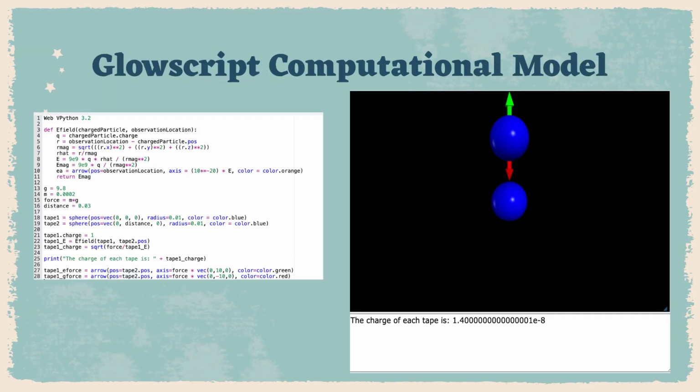All right, onto our GlowScript computation model. To check our results, we modeled the system in GlowScript. We represented the tape as two spheres separated by 0.03 meters and reused our electric field function from Lab 0. By setting one tape to 1 coulomb, we calculated the field per coulomb at the other tape. Balancing the electric and gravitational forces again gave us about 1.4 times 10 to the negative 8 coulombs. This visualization showed the upward electric force and downward gravitational force with equal arrow lengths.